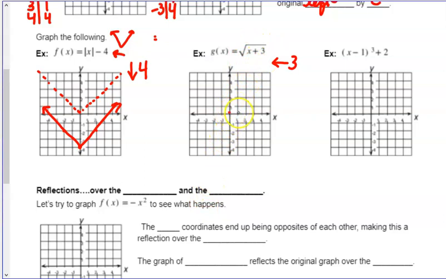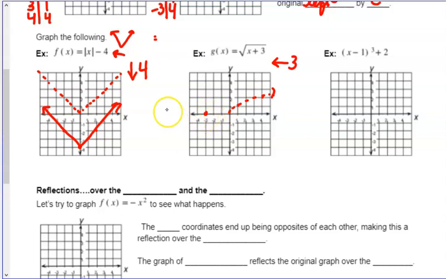It was at (0, 0), (1, 1), and (4, 2). That was the original. So you have to know the originals to be able to then move those. So we're going to pick this up and we're going to move it to the left. 1, 2, 3. So my new starting point here is at (-3, 0).